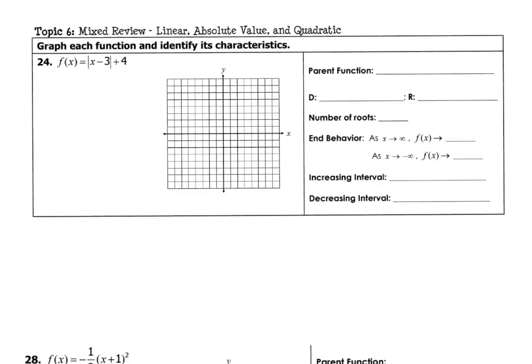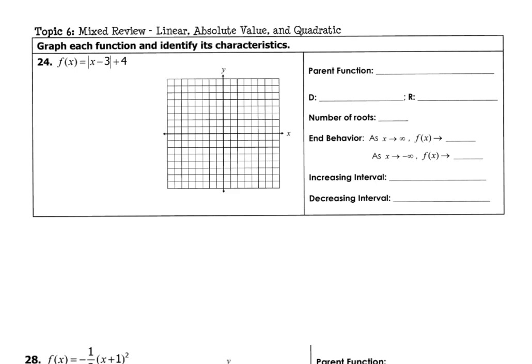Okay, so numbers 24 through 28 go along with our lesson from 3.7, where we have a review over all the different functions, linear, absolute value, and quadratic, where we graph them, we discuss who their parent function is, domain, range, how many roots, which means where we cross the x-axis, our ending behavior, which is new, as well as our increasing and decreasing intervals.